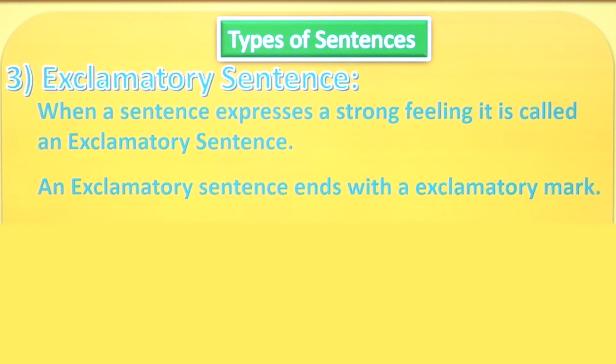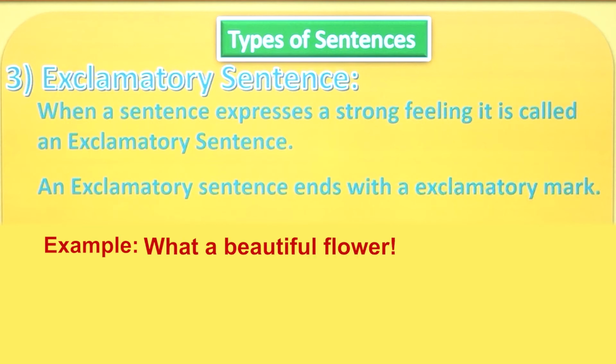So students, now let's see the examples. First one is, what a beautiful flower! Here this sentence is ending with an exclamation mark and starting with a capital letter, and is giving a sudden expression of joy. What a beautiful flower! Next one is, hooray, we won the match! Here also we are expressing our joy, a sudden joy. That's why we have used an exclamation mark here, and this sentence is also starting with a capital letter.